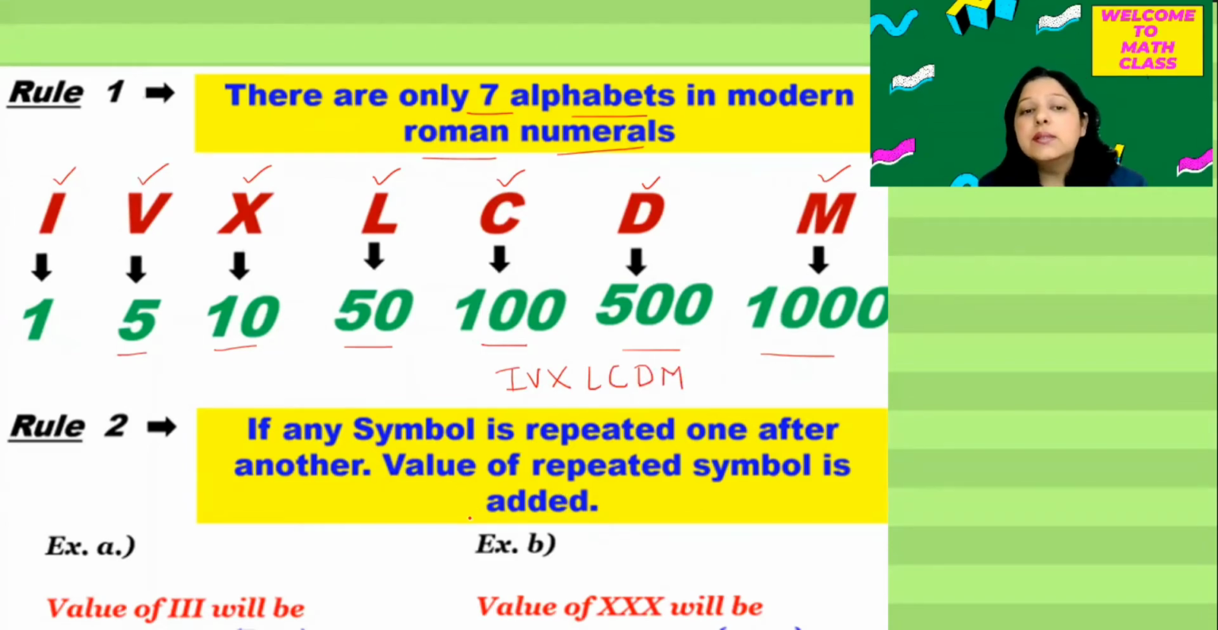Rule number 2. If any symbol is repeated one after the other, for example I and I, if there are 3 I's, the total will be 3. Or I, I, I like this. This will be 1 plus 1 plus 1 equals 3. And the value of a repeated symbol is added. The value of XXX will be 10 plus 10 plus 10 is 30, because X is for 10.